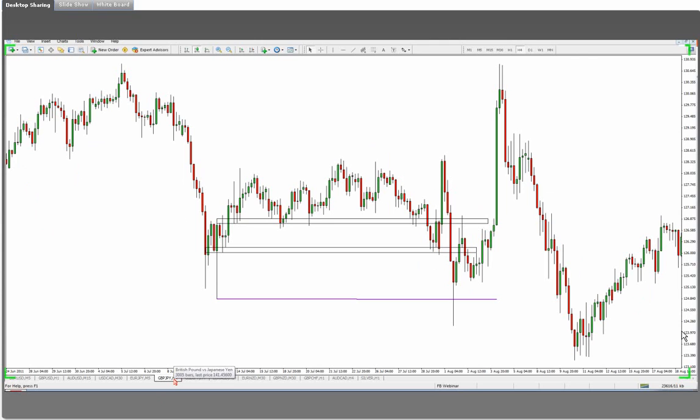Pound yen, H4, and a slightly different one. This is a very strong impulsive move down, but this is where you've got to weigh up what price is telling you. Now again, this is not going to be my favourite setup out there.